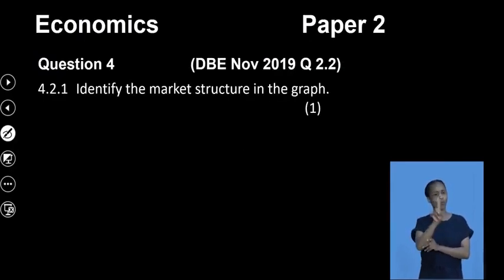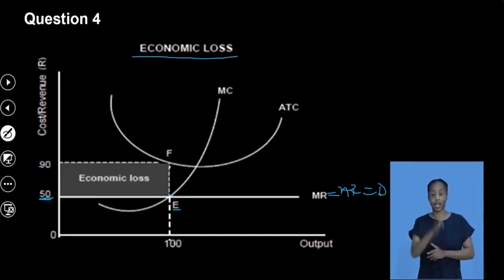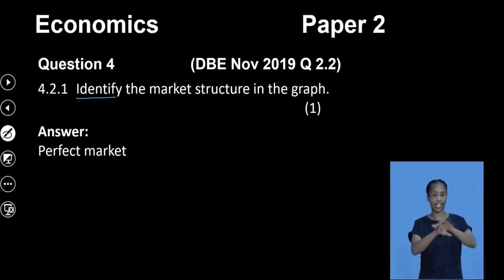The first question says, identify the market structure in the graph. Let's go back and look at the graph one more time. Because our demand curve is horizontal, this means that this is a perfect market structure. There is the answer. It says perfect market.